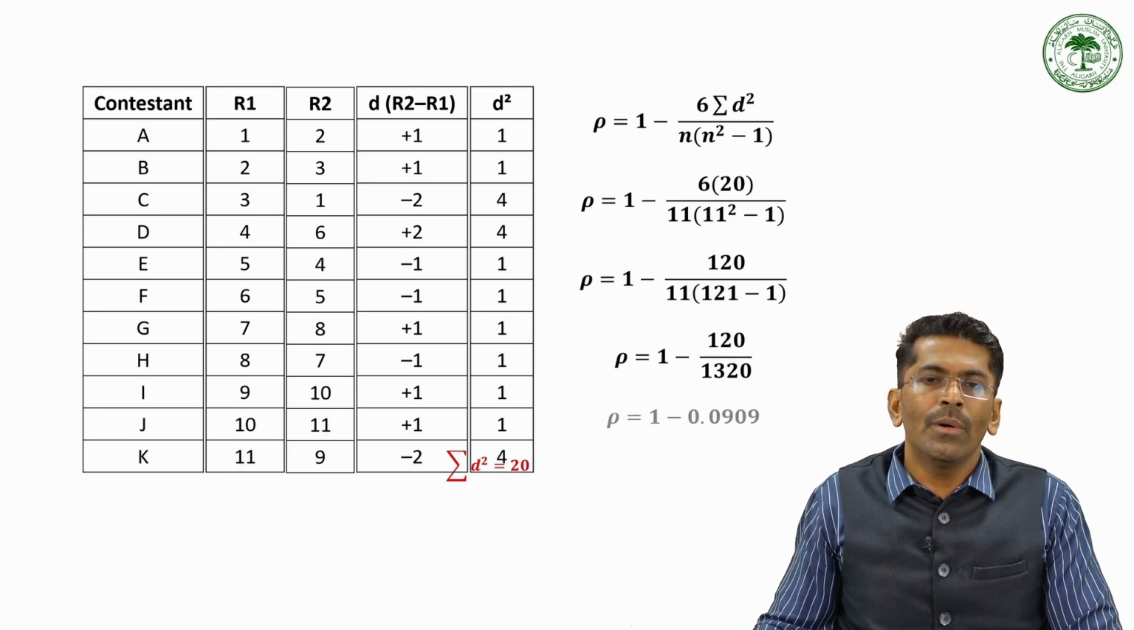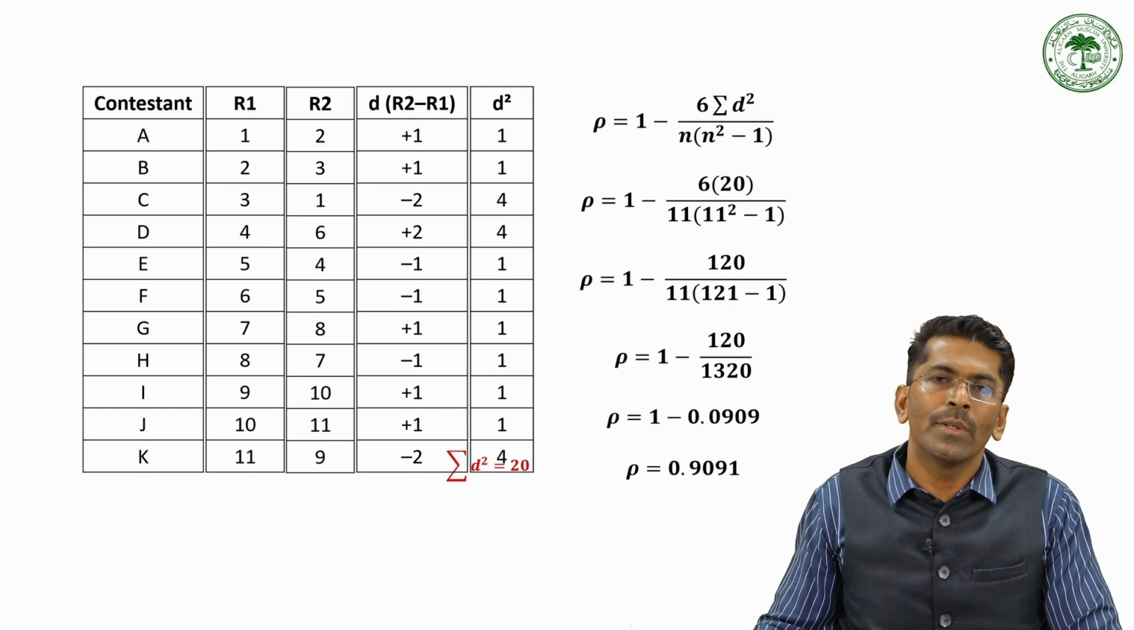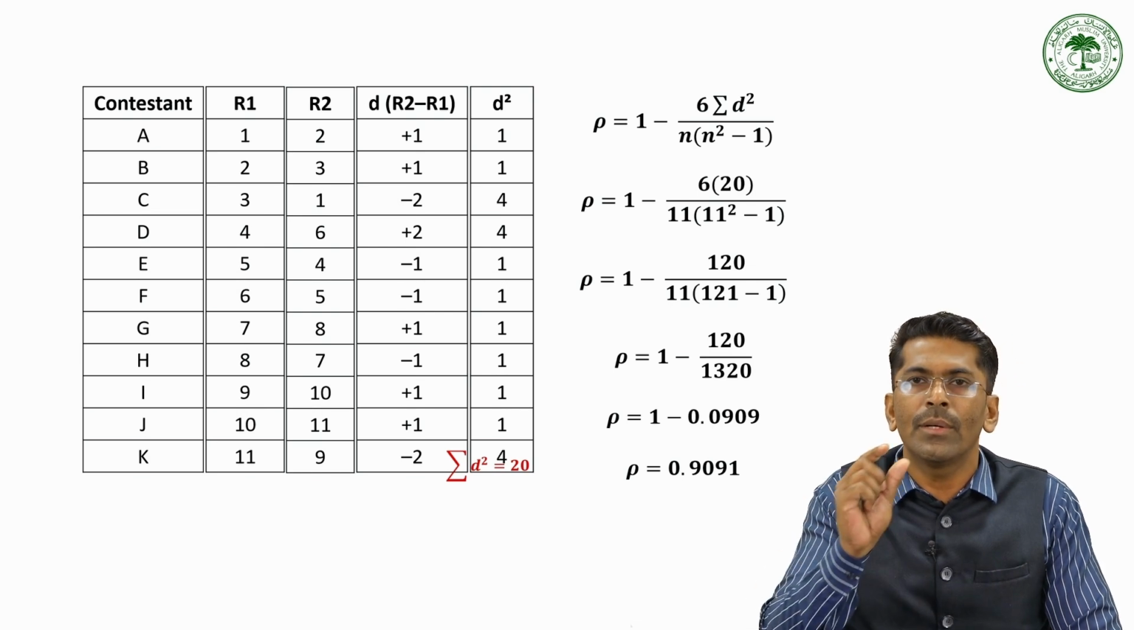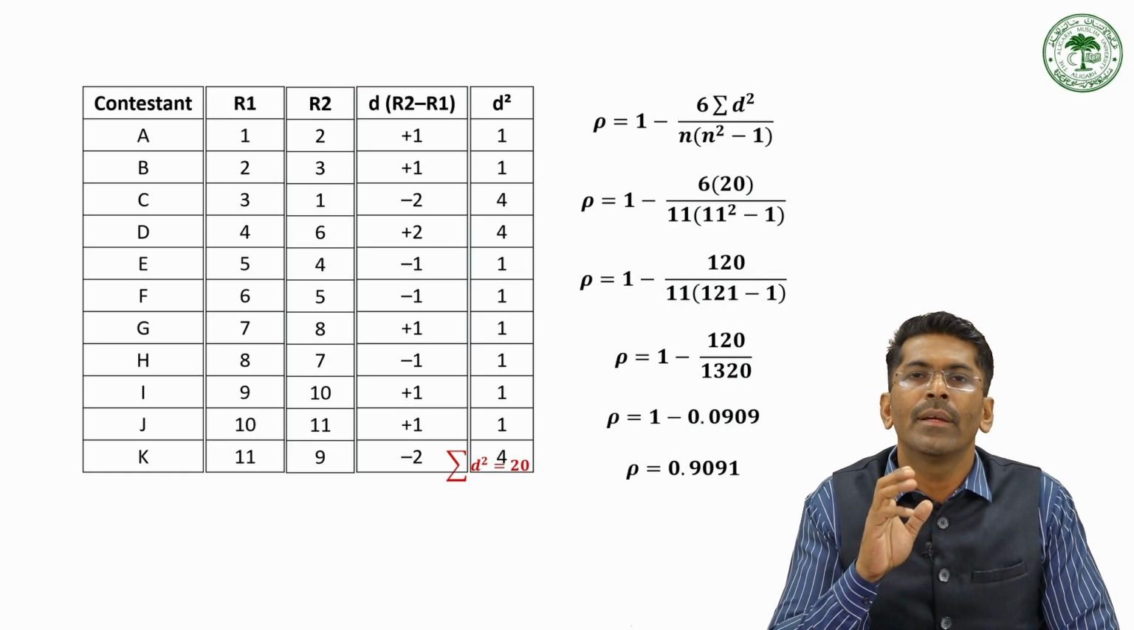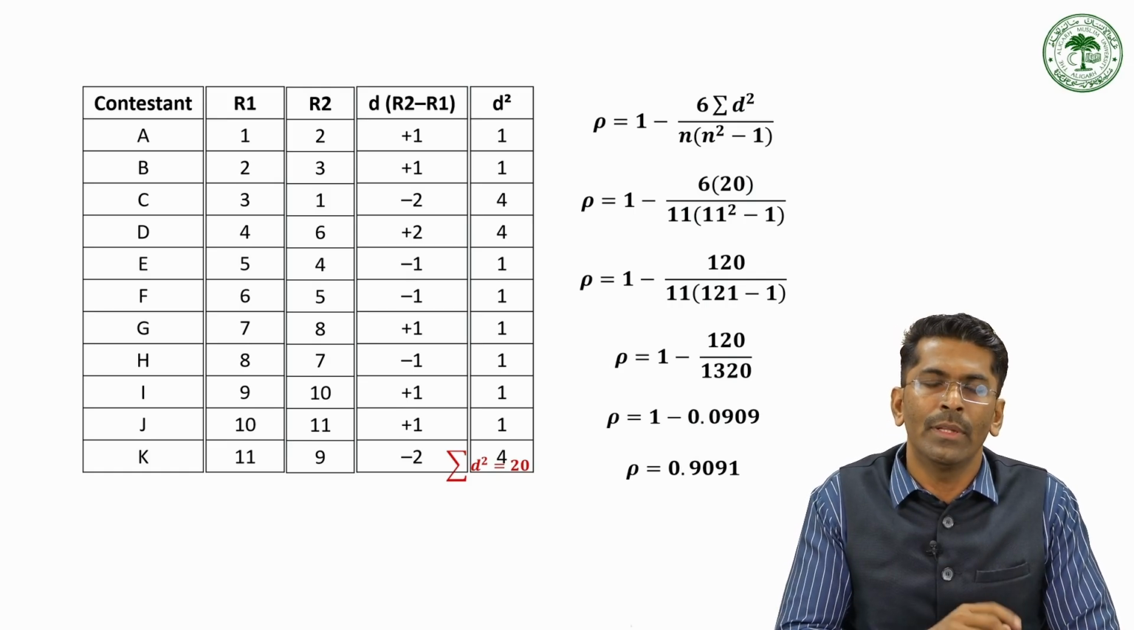Then the ratio of these two, 120 divided by 1320, is equal to 0.0909, and 1 minus 0.0909 is equal to 0.9091. So there exists a strong positive relationship, since it is closer to plus 1, a strong positive linear relationship between these two variables, these two ranks.